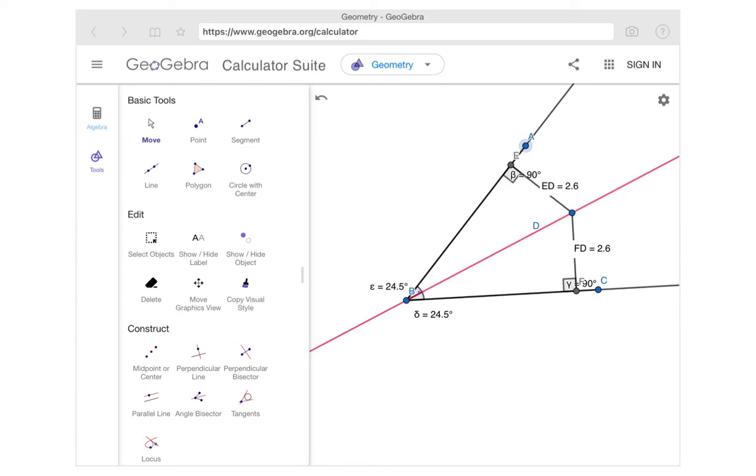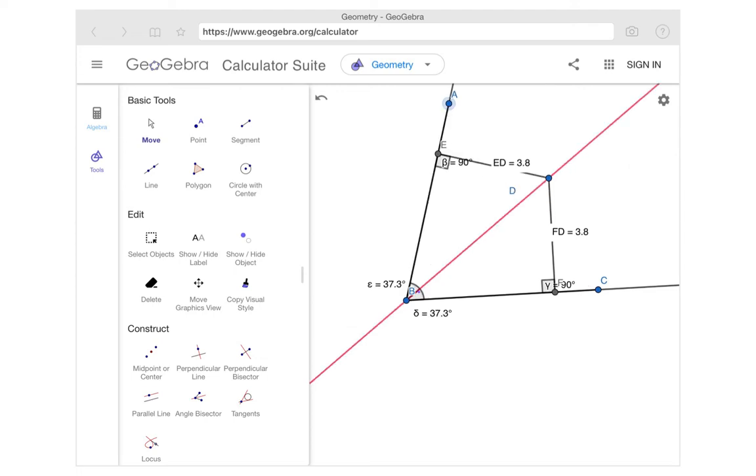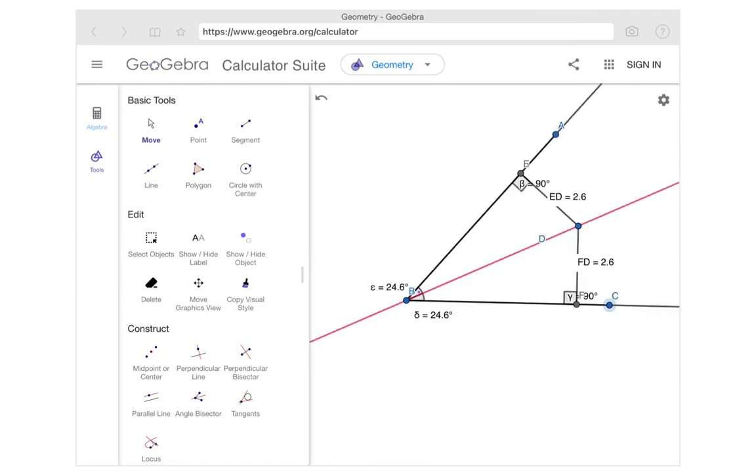So we've got an angle bisector. Our angle bisector theorem says that any point that lies on the angle bisector is equidistant from the two sides of the angle. So I've put in the measurements of those segments, ED and FD, on the picture here, and we can see as I move those points, those two segments remain the same.